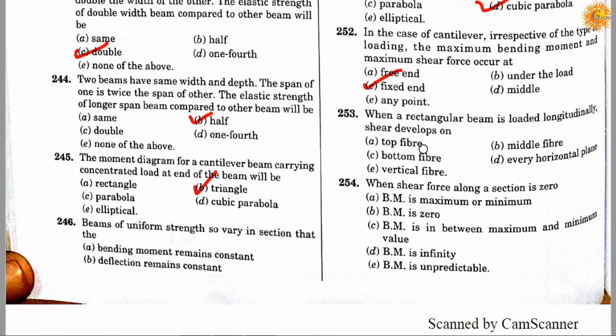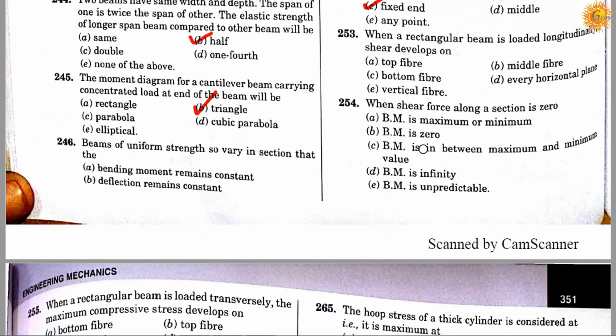Question number 253. When a rectangular beam is loaded longitudinally, shear develops on: option A, top fiber; option B, middle fiber; option C, bottom fiber; option D, every horizontal plane; option E, vertical fiber. Correct answer is D. It will be every horizontal plane.